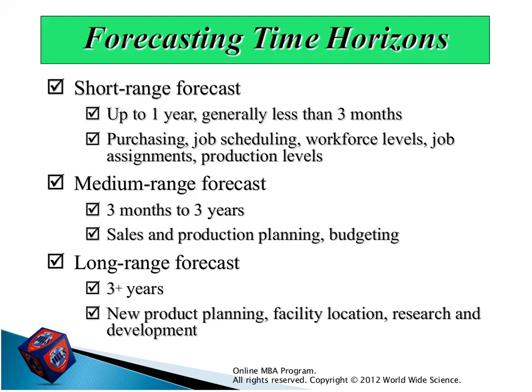And long range forecast means that you forecast for more than 3 years. For example, you want to forecast 5 years later, 4 years later. New product planning or new technology that you want to create and then send to market. Facility location, research and development are activities that we forecast for long range.